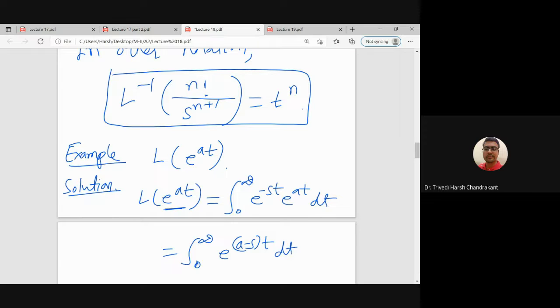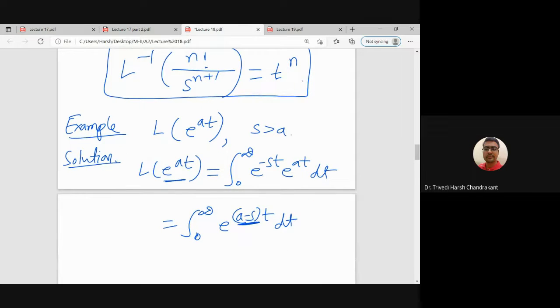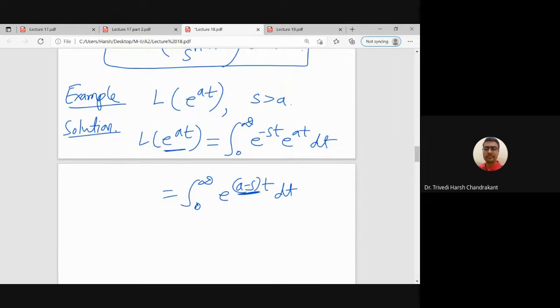Now the integral depends on whether the given number is positive or negative. So we will assume that s is greater than a, so this is a negative number. In this case, if we integrate, what shall we get? We get e power a minus st divided by a minus s, and the limit is from 0 to infinity.